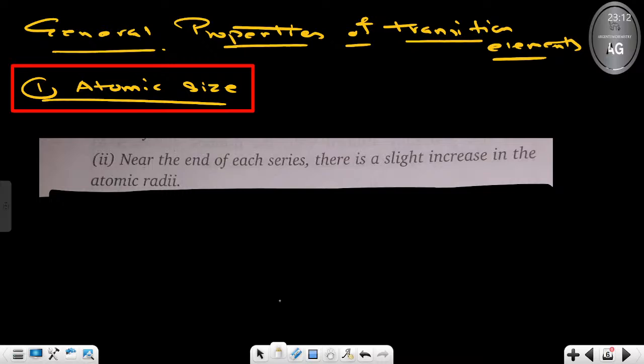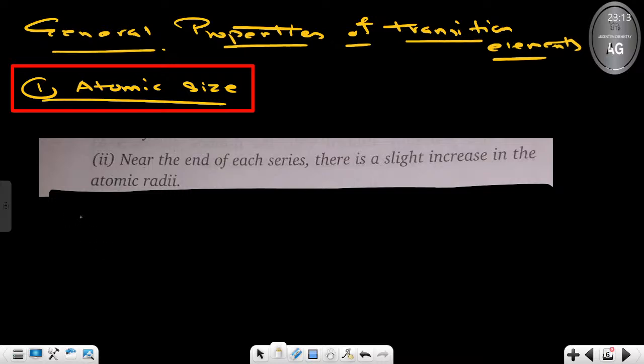Understood? Clear? Repeating. Previously, the d electrons were only engaged in the shielding. Now there is also inter-electronic repulsion. So now inter-electronic repulsion plus shielding, both are now protecting the outer electrons. So what will happen? The outer electrons can expand freely. Clear? Because they are getting more protection due to inter-electronic repulsion as well as due to the shielding effect of the electrons, the electron cloud can expand easily. This is why near the end of each series there is a slight increase in the atomic radii.